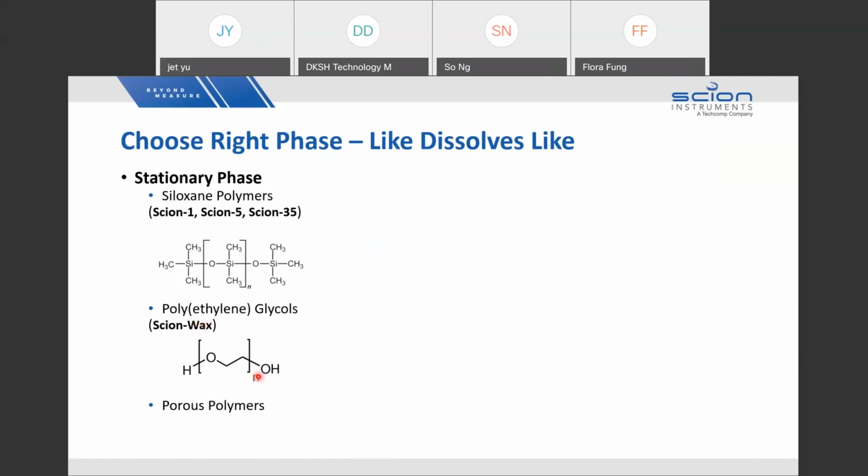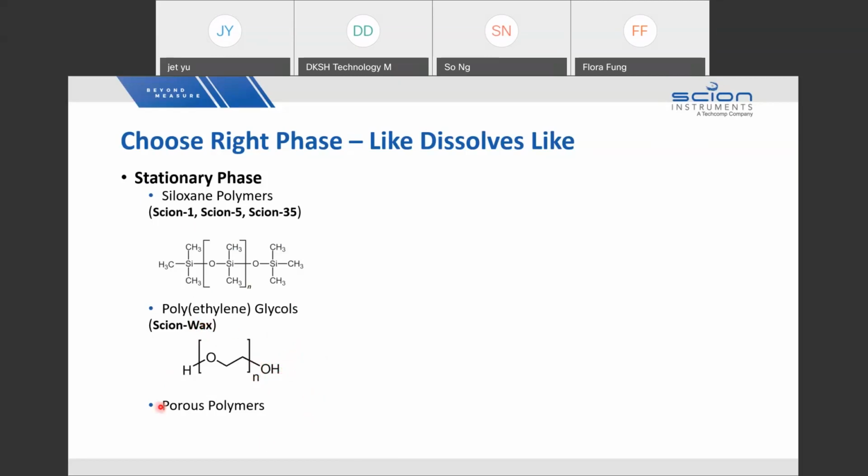If you look at this polymer, there are hydroxyl groups. These are very polar groups. If there's water, there's hydrogen bonding in between. So this is a very polar stationary phase for polar compounds. For example, if you want to analyze alcohol, you tend to choose this type of stationary phase, because alcohol is a very polar compound.